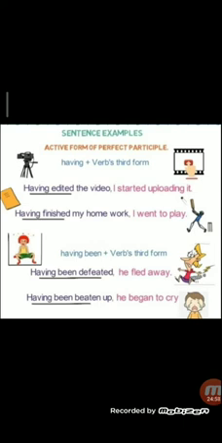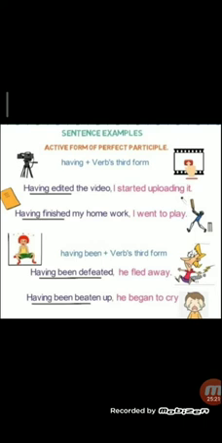Having edited the video, I started uploading it. So first you edit the video and then you upload. Having finished my homework, I went to play. Means after finishing the homework, you went to. Having, see everywhere there is having and your verb is in past tense. फिनिश का फिनिश्ड हो गया है, एडिट का एडिटेड हो गया है.